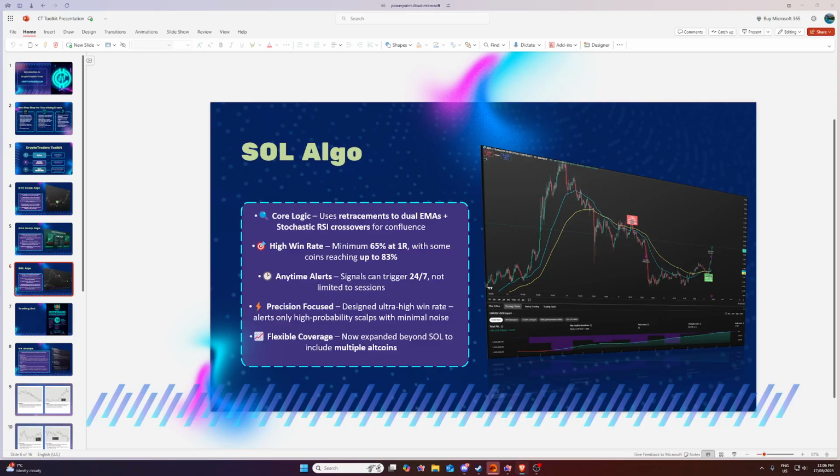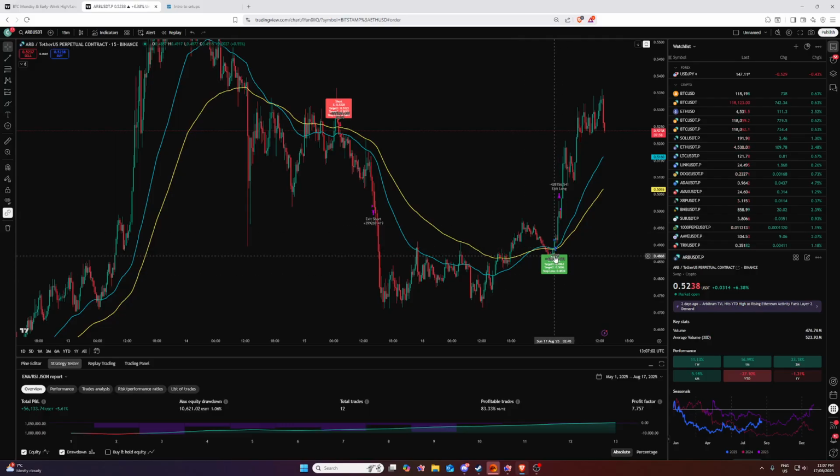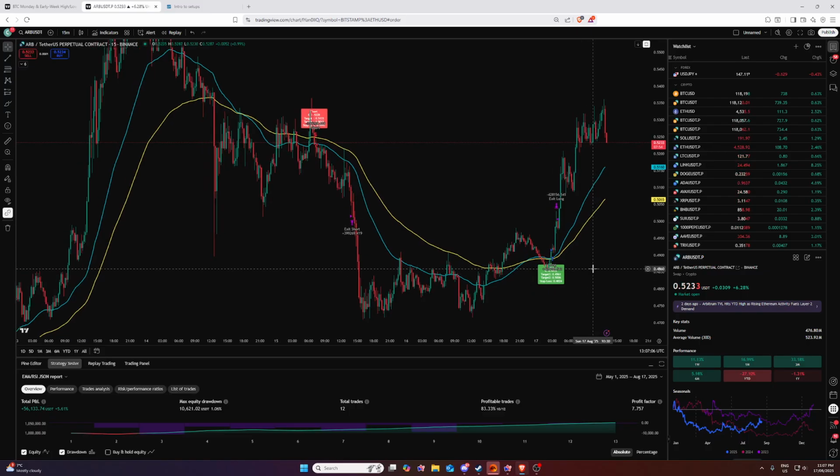And just today we had an alert sent out on Arbitrum, which was another success, and you can see here the win rate is 83%, so 10 wins out of 12 trades, and you can see the long that it alerted today, which resulted in a target hit.